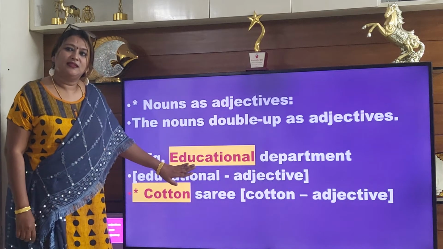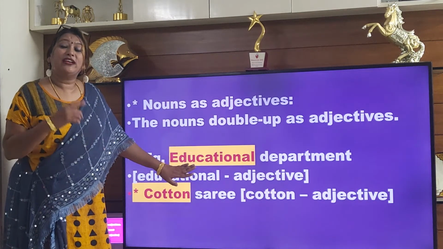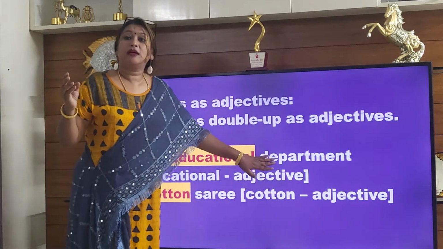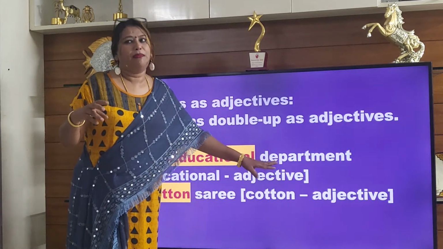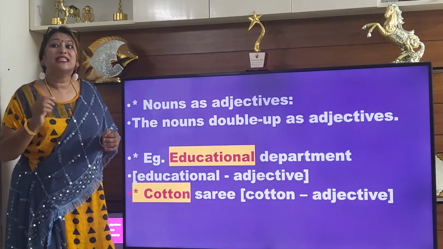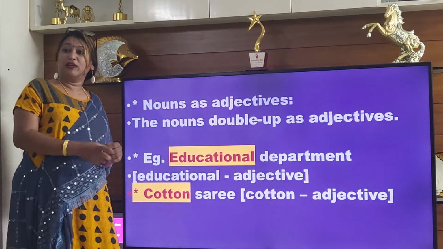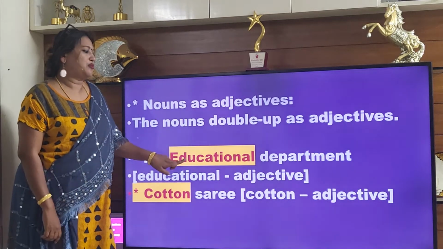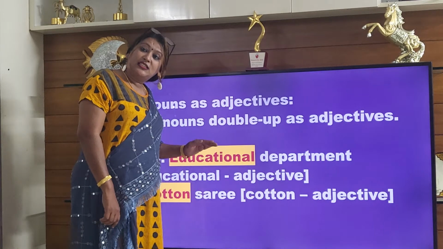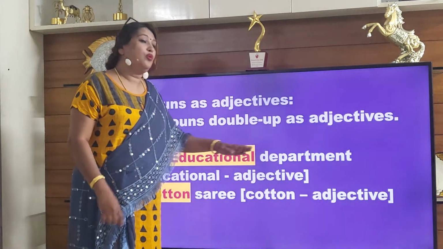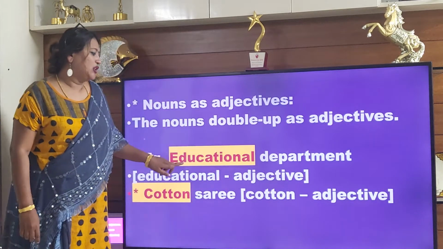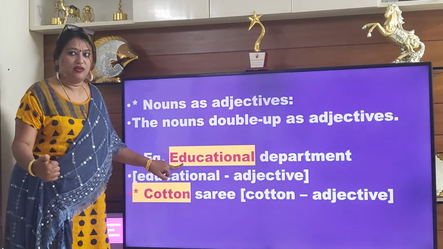Educational means it actually describes the noun. What is a noun? Department is a noun, right? So you need more specification. You will describe things, give the details more briefly, more clearly, right? So that's why it's educational department, whereas educational is the adjective which helps the noun to describe it more precisely, right? So educational is an adjective, okay?